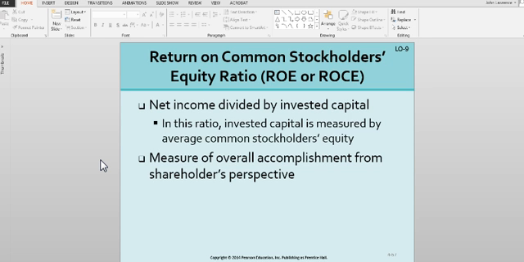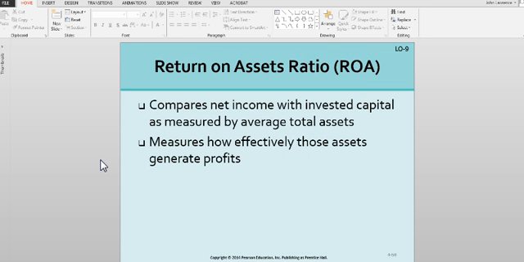The higher that ratio is, the better, as it's a measure of the overall accomplishment that that organization is able to achieve based upon how much equity capital that they've raised. Of course, that equity capital is going to be the capital that's helping to grow and drive the business. And now by looking at how much net income you're able to achieve, you can see how effective the organization was in using that common stock that they sold to drive profits. There are examples of this in the book, which I'd encourage you to look at.